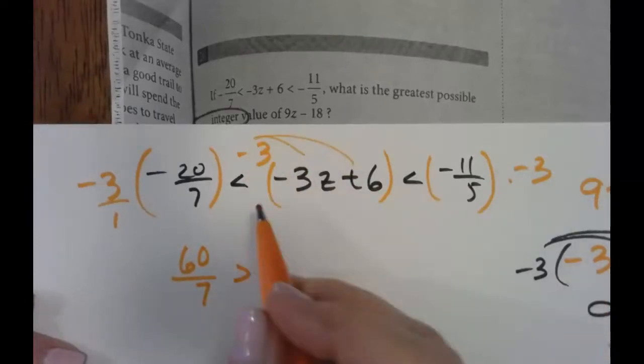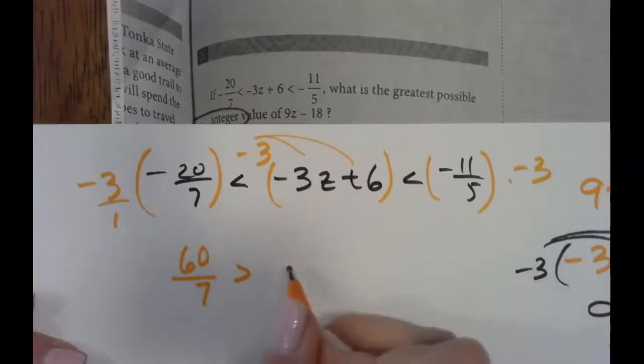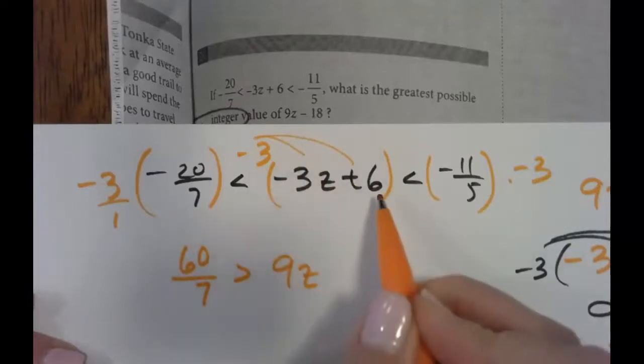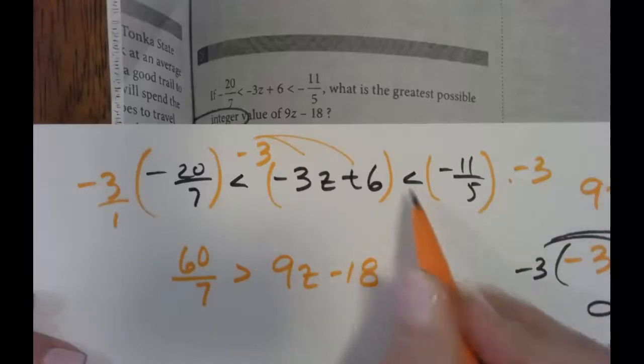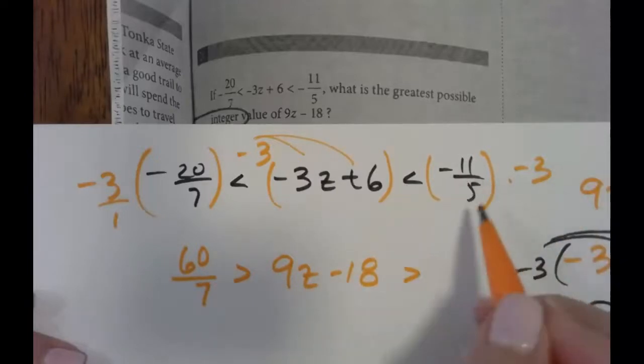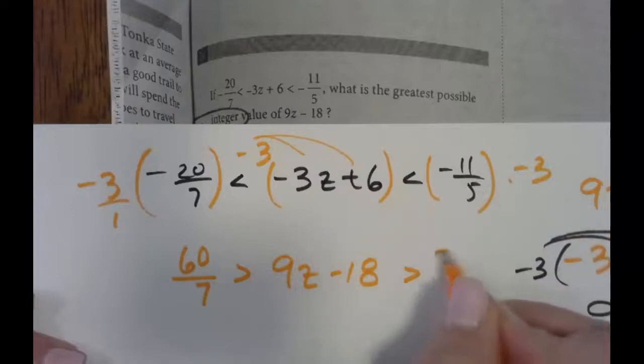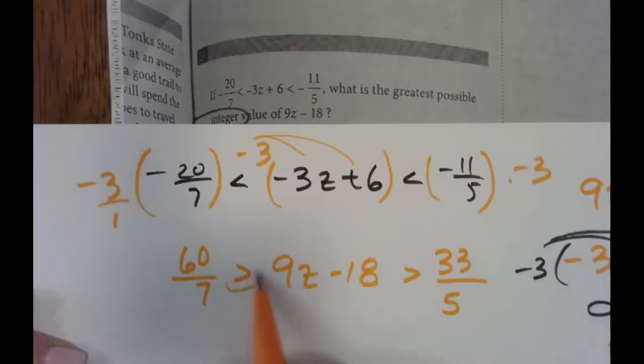Multiply by the negative 3. Negative 3 times negative 3z is our 9z. Negative 3 times 6 is our negative 18. And then also changing, negative 11 over 5 times negative 3 is 33 over 5. Now, these are, regardless, doesn't matter.